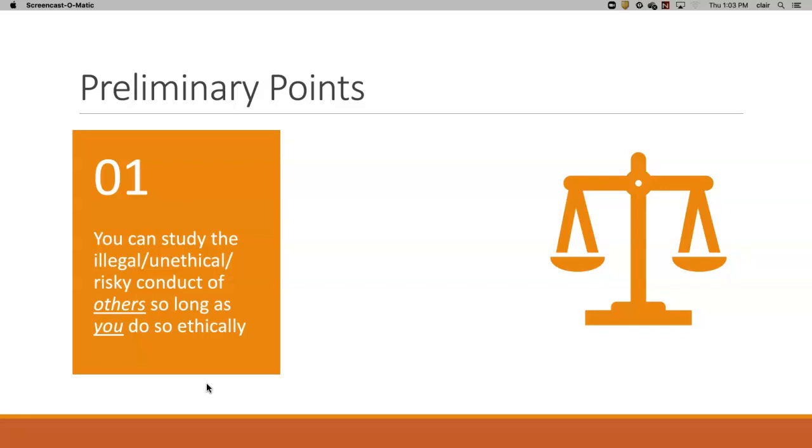But from a scientific point of view, studying those kinds of things is perfectly fine so long as you are doing so ethically. This came up because a few years back, a student turned this paper in, and I was reading her paper, and it was just off, and I couldn't make sense of what she was trying to argue. And so I ended up sitting down and talking with her.